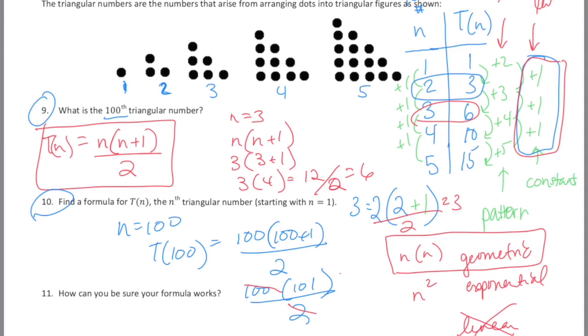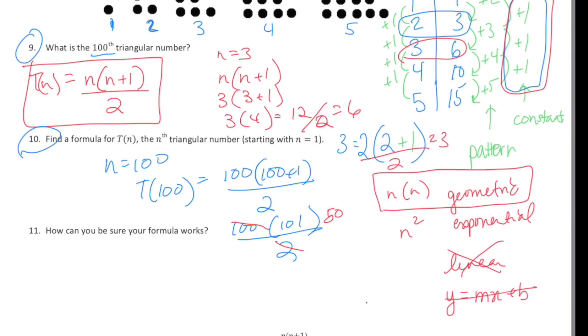Divide 100 by 2 and just multiply 50 times 101, right? And so we know that 50 times 100 is going to be 5,000. And we know that 5,000 plus 50 is going to be 5,050. T of 100 is going to be 5,050. Ta-da!